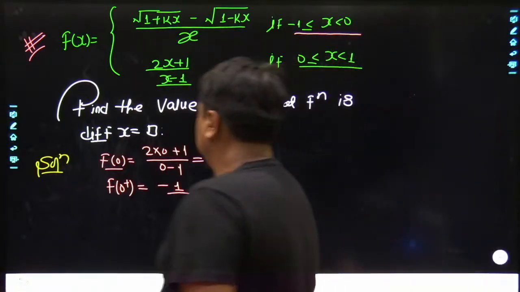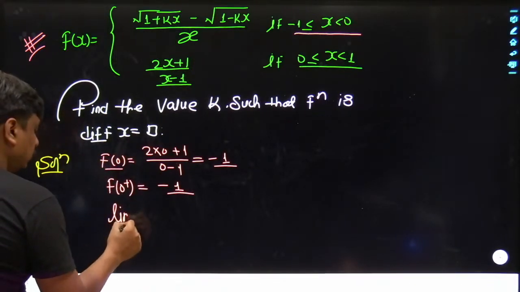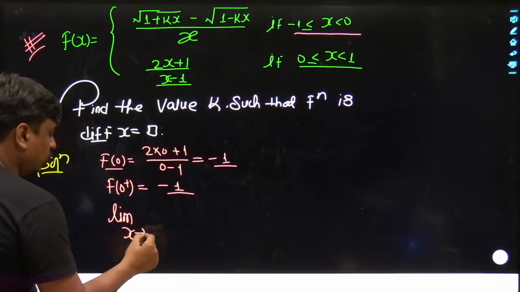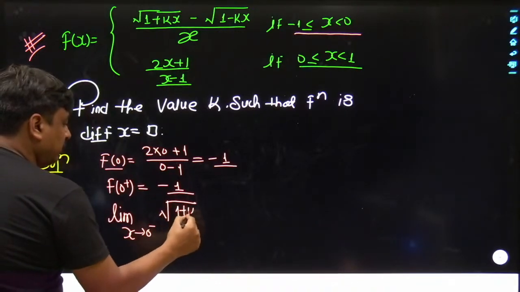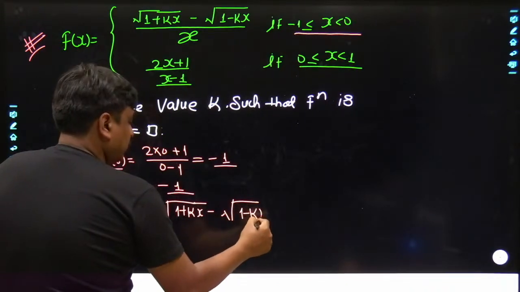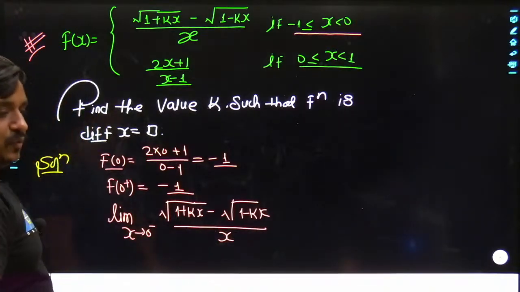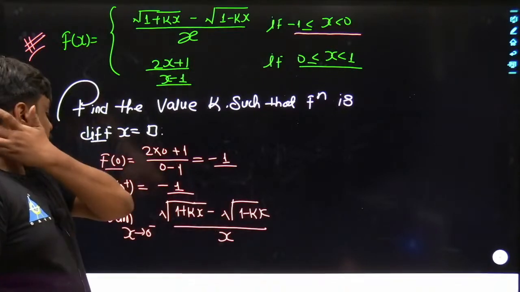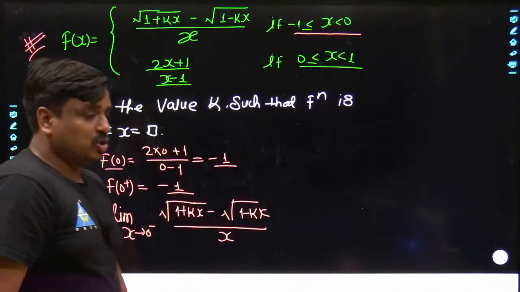But now it's your turn to get the value of f(0−), where the limit as x goes to 0 minus of the given function, root of (1 plus kx) minus root of (1 minus kx), divided by x. If you feed x equals 0, what happens? The result would be 1 minus 1, that is 0 in the numerator and similarly 0 in the denominator.